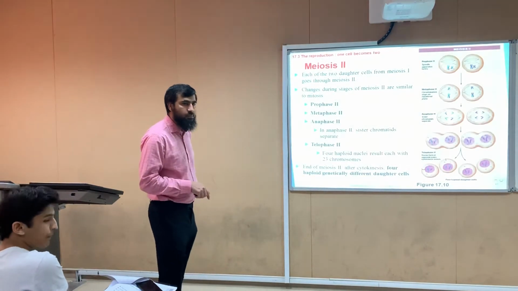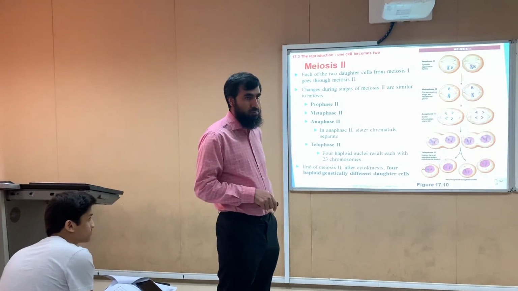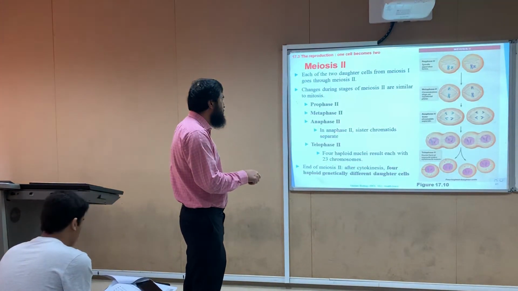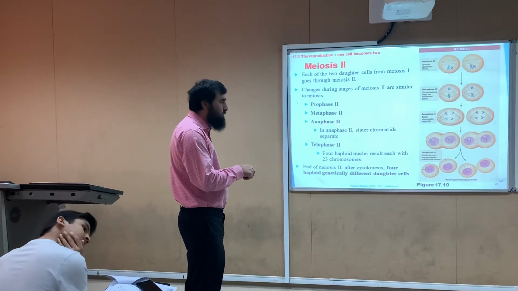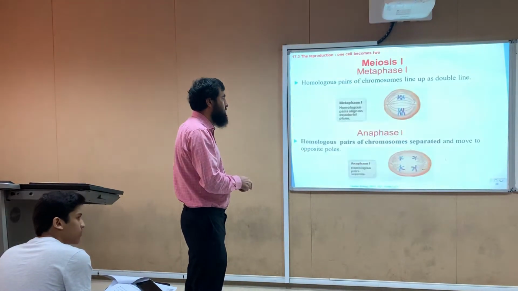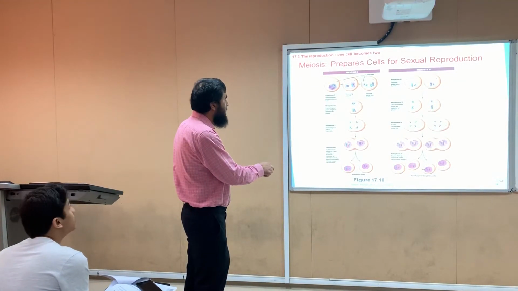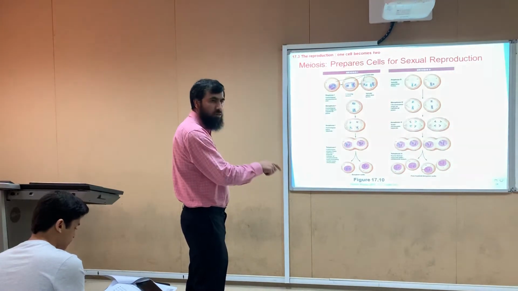So, doctor, in prophase 1 and prophase 2, metaphase 1 and metaphase 2, they're the same thing? No. See, the difference is in anaphase: in anaphase 1 you get separation of homologous chromosomes, while here you're getting separation of sister chromatids. So that's the difference.